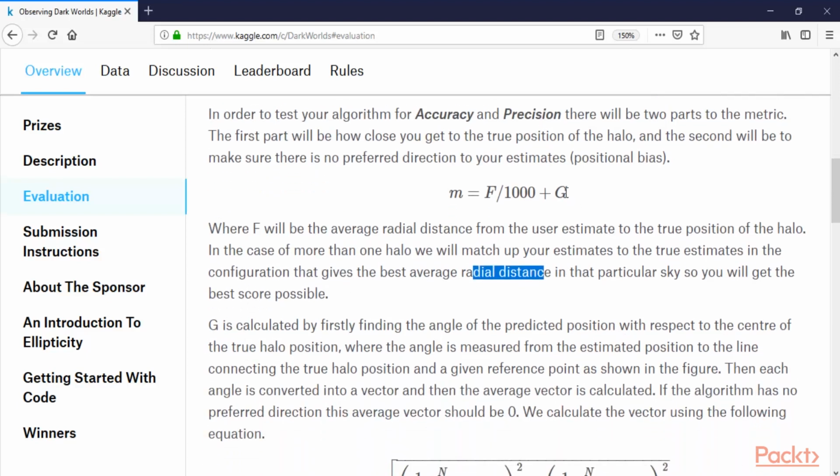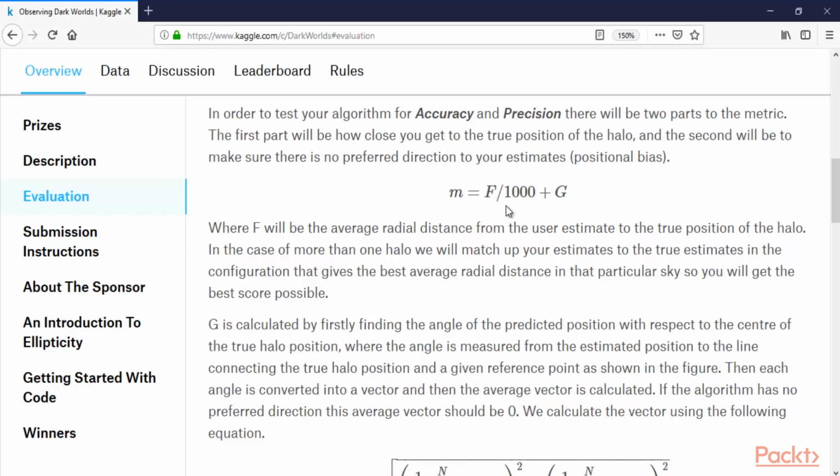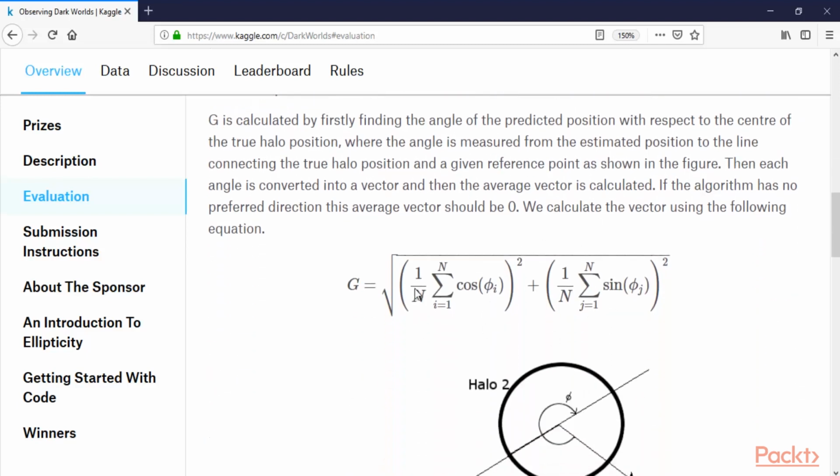Okay, what is G? G is calculated by first finding the angle of the predicted position with respect to the center of the true halo position, where the angle is measured from the estimated position to the line connecting the true halo position and a given reference point. So we will have the reference point, and according to that reference point we can get information about the angle. So G is the angle and F is the distance. You can see this is the formula of G.